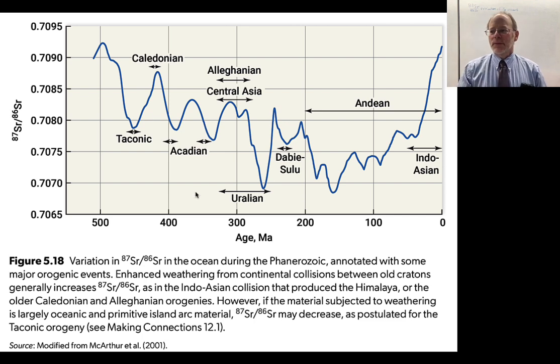Where do these numbers come from? They come from marine carbonates. Carbonates have very high strontium concentrations, very low rubidium concentrations, so they record the isotope composition of the oceans at the time the carbonates form.